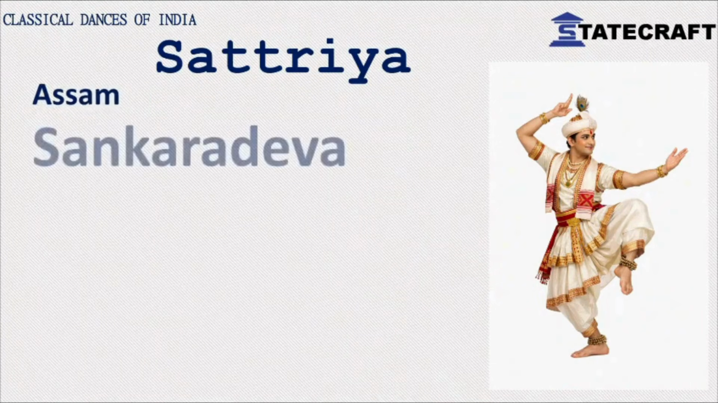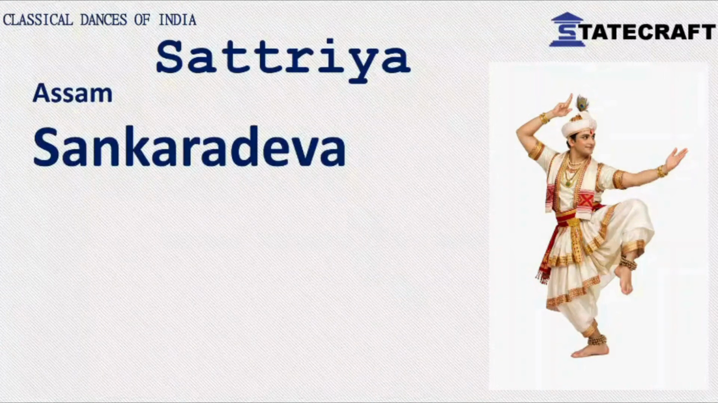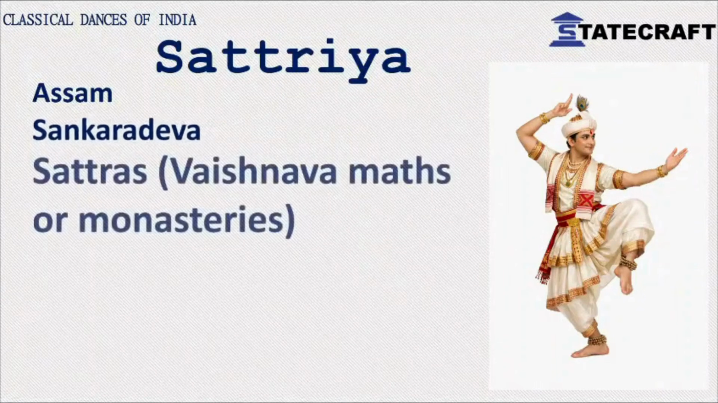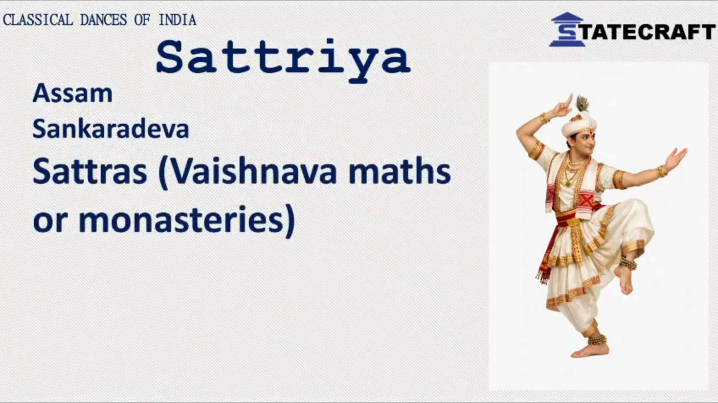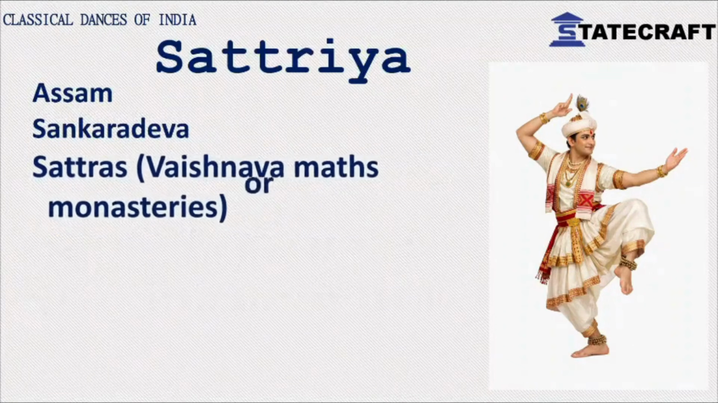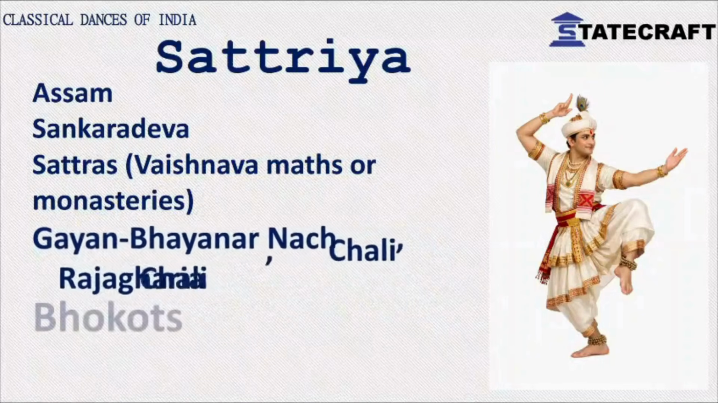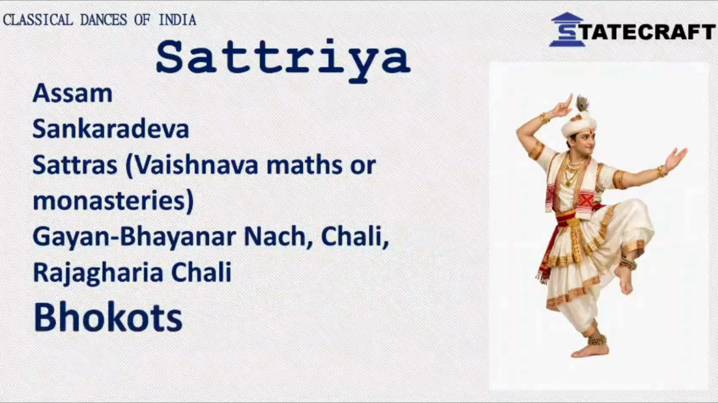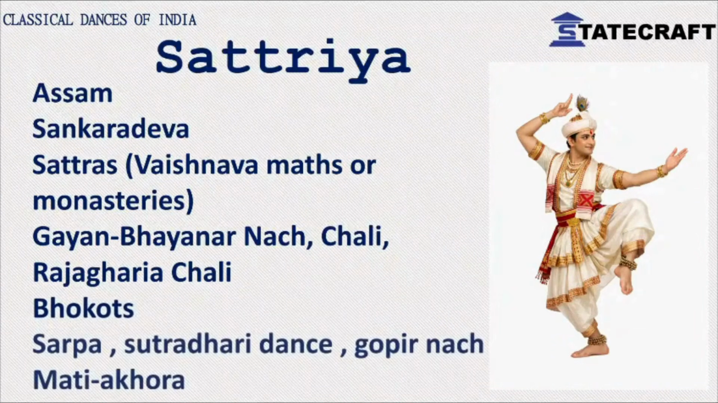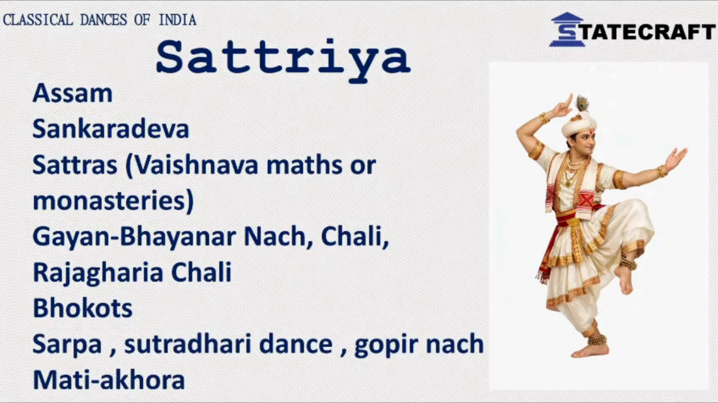Satriya was introduced by Srimanta Shankaradeva of Assam as a medium to propagate Vaishnavism. As it developed along Satras, which are the Vaishnava mutts or monasteries, this dance came to be known as Satriya. The tradition has several streams such as Gyan Bahyarnach, Chali, Rajgriha Chali. Traditionally, Satriya was performed by male monks known as Bhokots. The dance includes formations like Sarpa and performance items such as Sutradhari and Gopi Nritya.